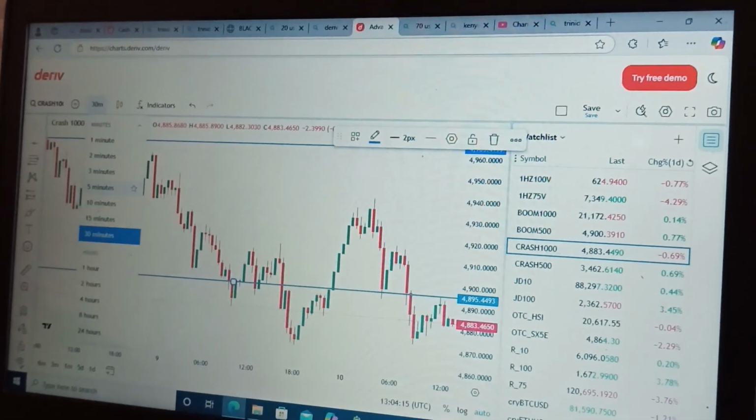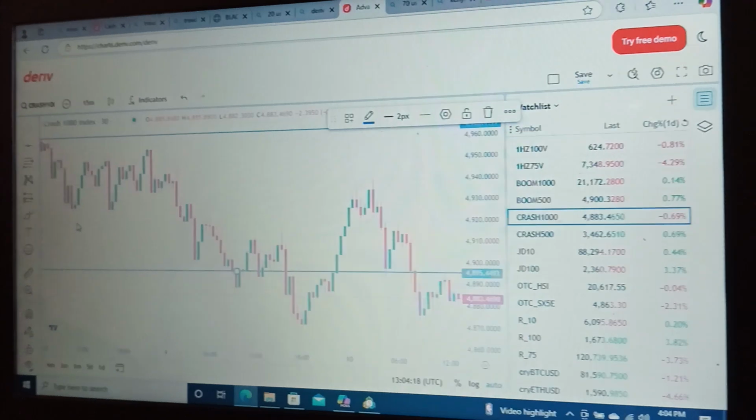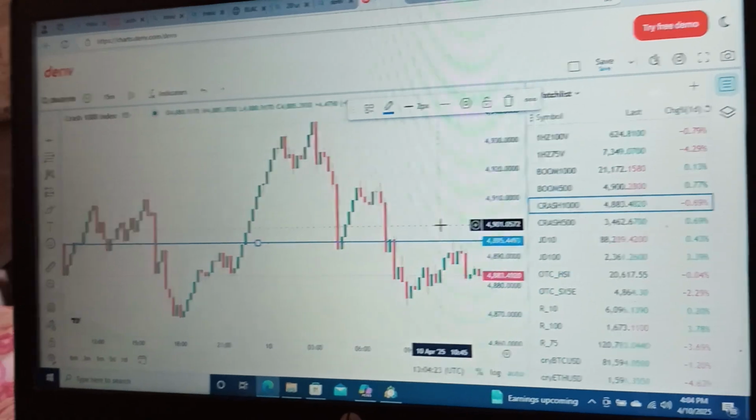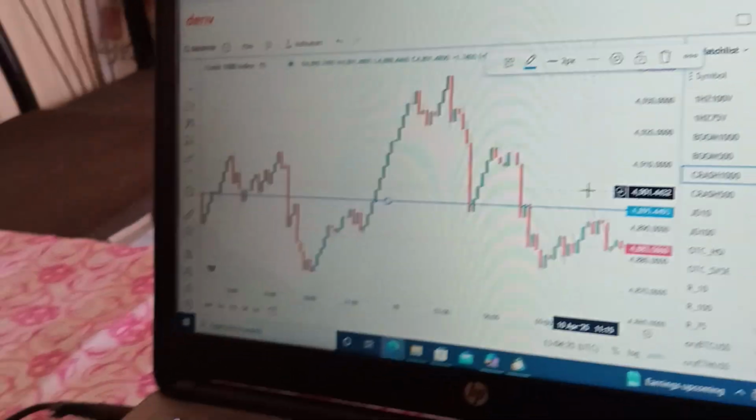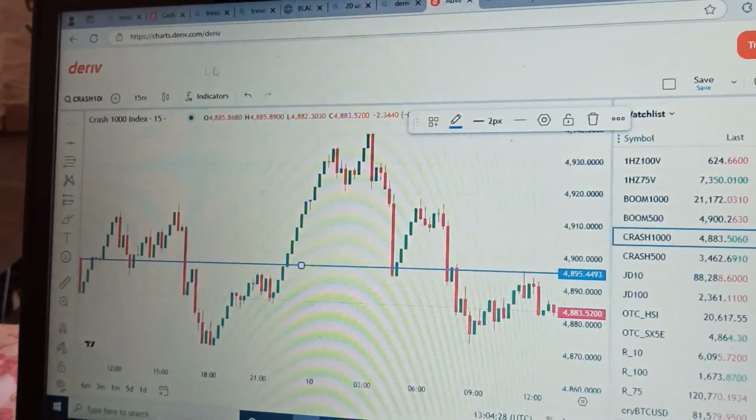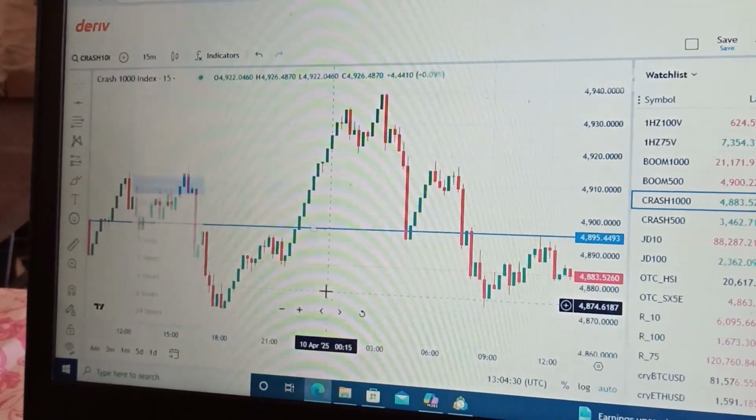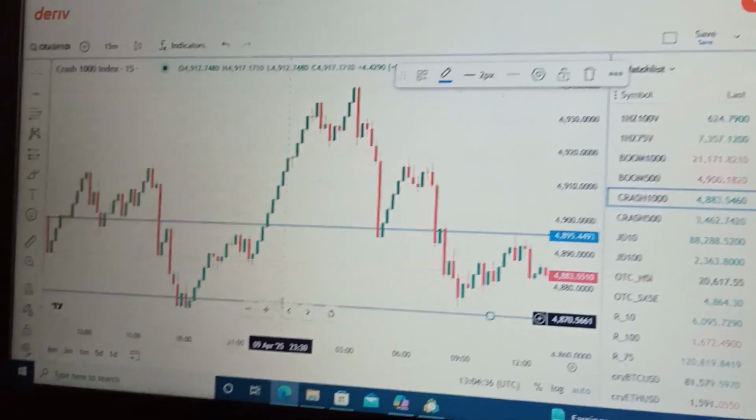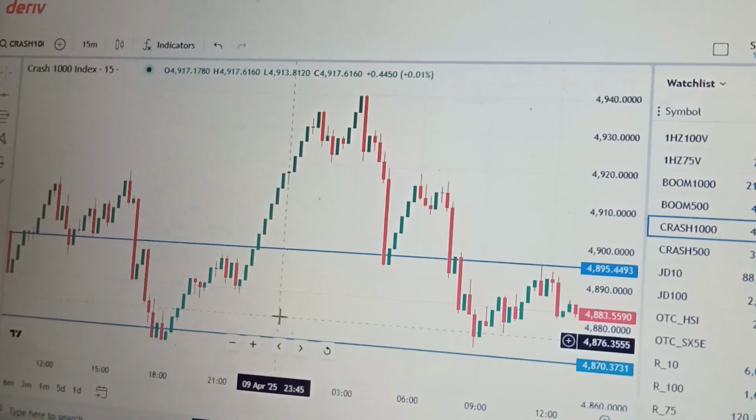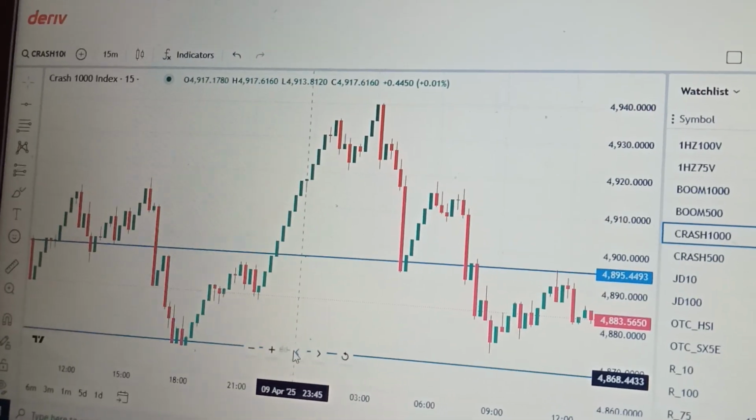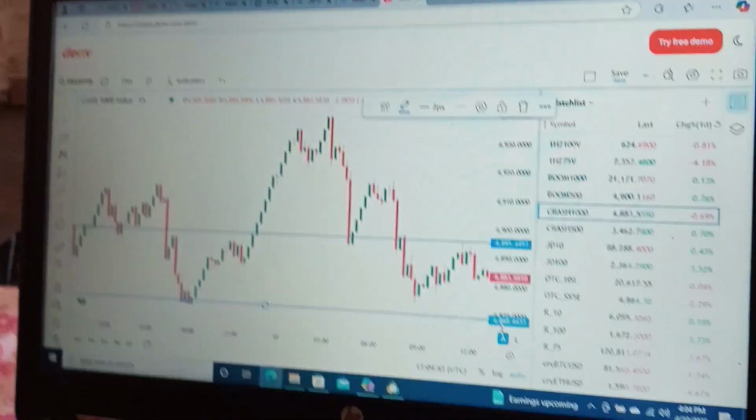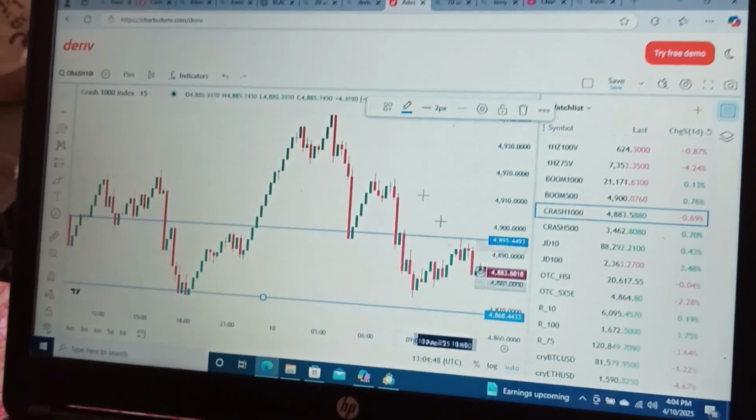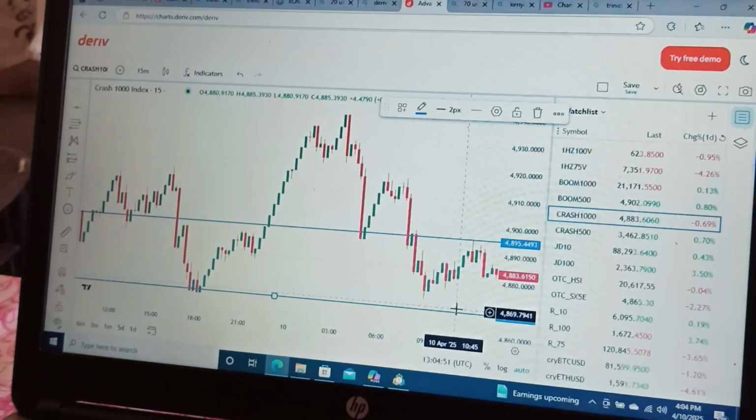So we go to the 15 minutes time frame. Let's see. So you can enter the market at this point. You can put your stop loss around this area, around 49.00, and your take profit, you put it at this level. You can take your profit around this level. Remember, guys, we said don't be greedy in the market. Don't be greedy here. That is where you take your profit, at 48.68. That is Crash 1000, guys.